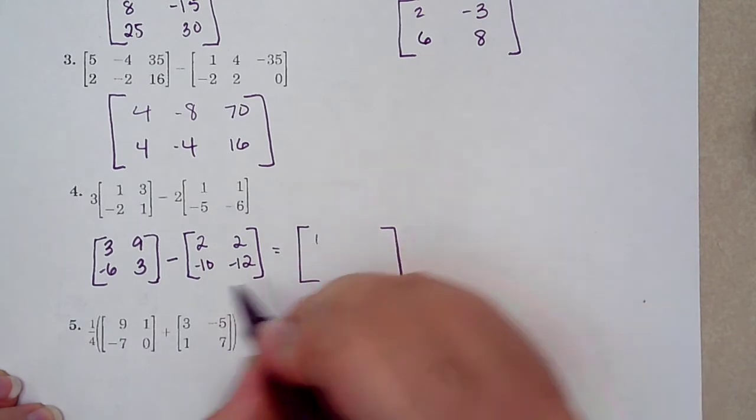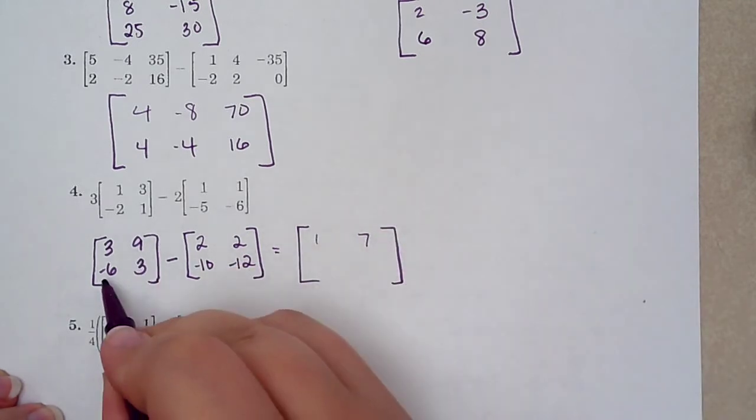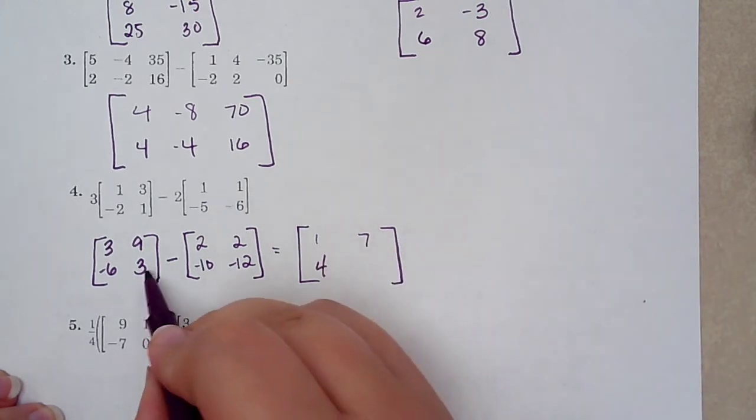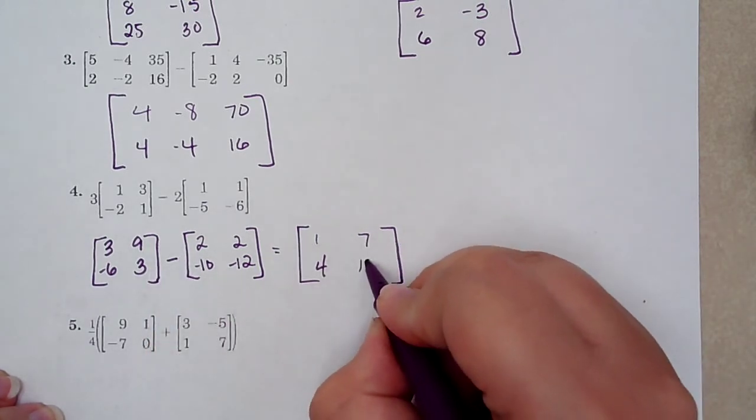3 minus 2 is 1. 9 minus 2 is 7. -6 minus -10 is 4. 3 minus -12 is 15.